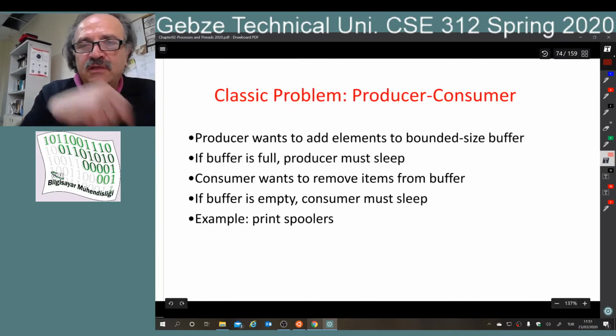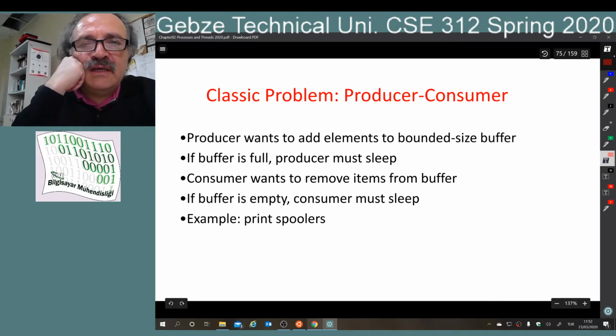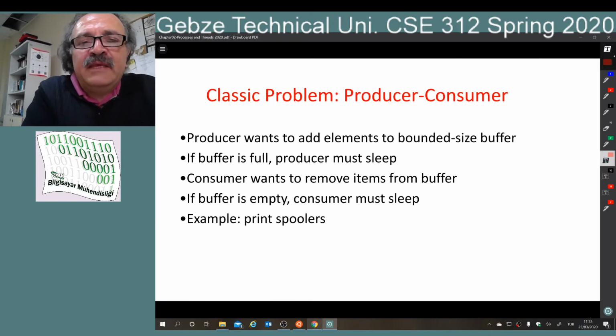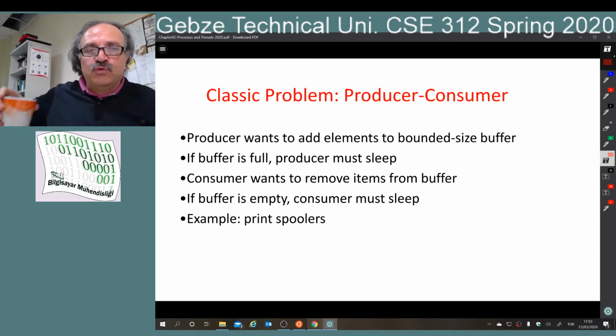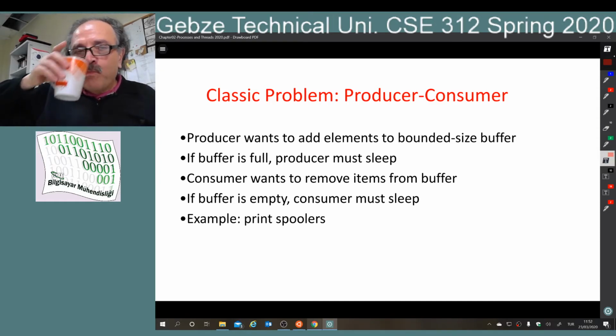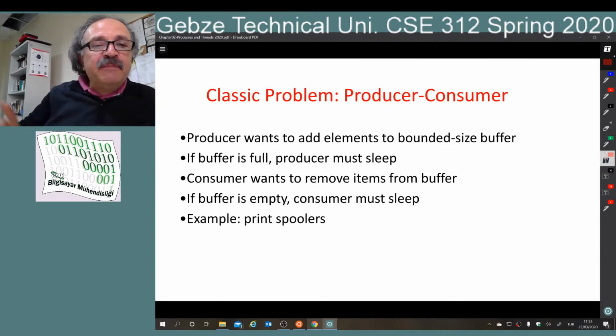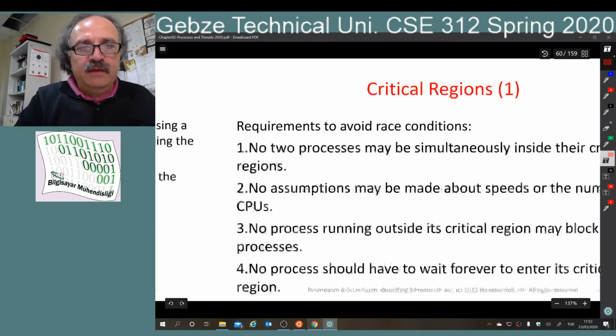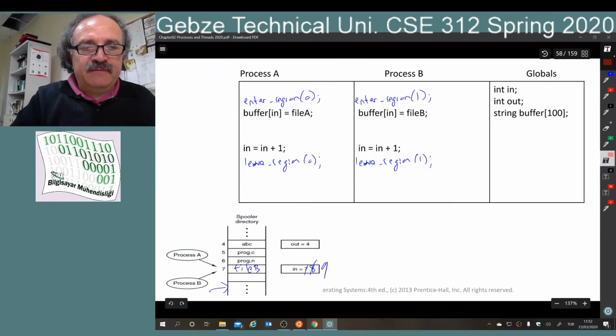Okay, as an example, I am going to introduce the producer and consumer problem. It's a very classical operating system inter-process communication problem. A very typical example is the print spooler. Remember the print spooler that we looked at? Let's go there. Yeah, this one.